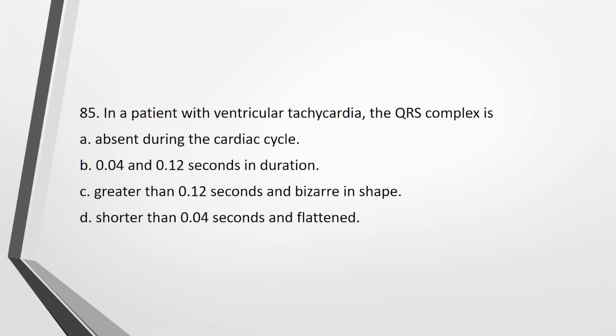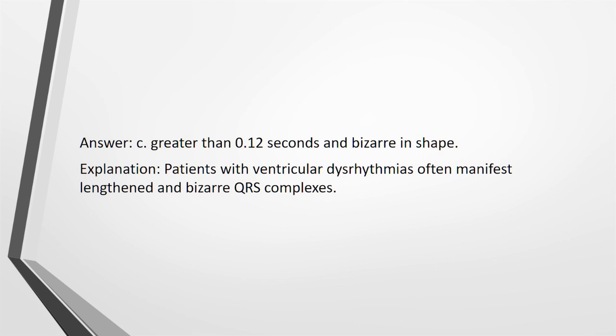85. In a patient with ventricular tachycardia, the QRS complex is A. Absent during the cardiac cycle. B. 0.04 and 0.12 seconds in duration. C. Greater than 0.12 seconds and bizarre in shape. D. Shorter than 0.04 seconds and flattened. Answer: C. Greater than 0.12 seconds and bizarre in shape. Explanation: patients with ventricular dysrhythmias often manifest lengthened and bizarre QRS complexes.